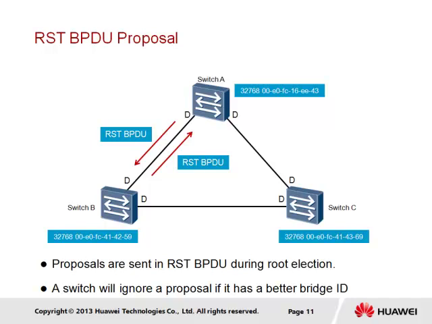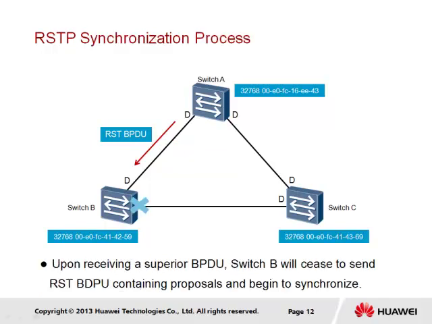After receiving the RST BPDU, switch B will proceed to assess the BPDU to determine whether the bridge ID is superior to its own. If not, the RST BPDU received will be discarded and switch B will continue to generate its own BPDU. If the received BPDU is superior, switch B will begin a process of synchronization. The synchronization process is designed to allow the convergence of a segment to occur without risk of switching loops occurring.